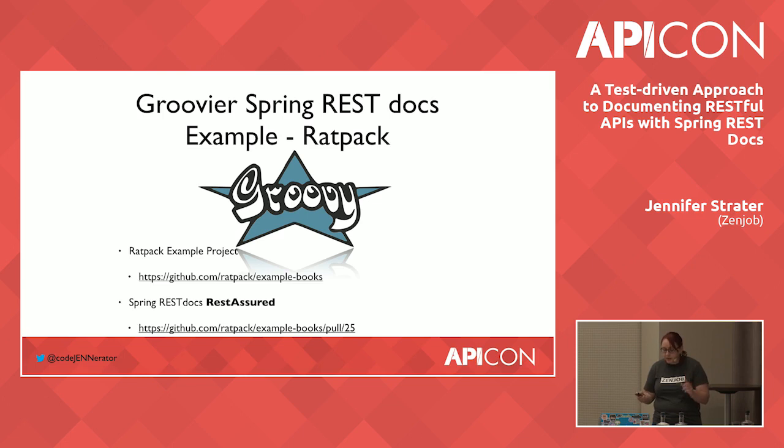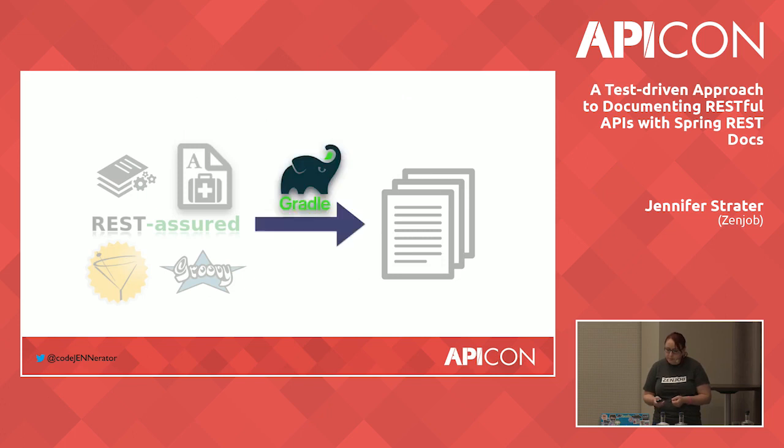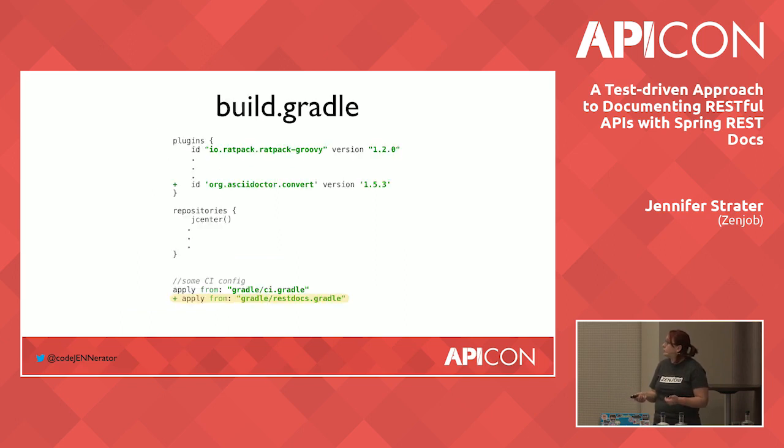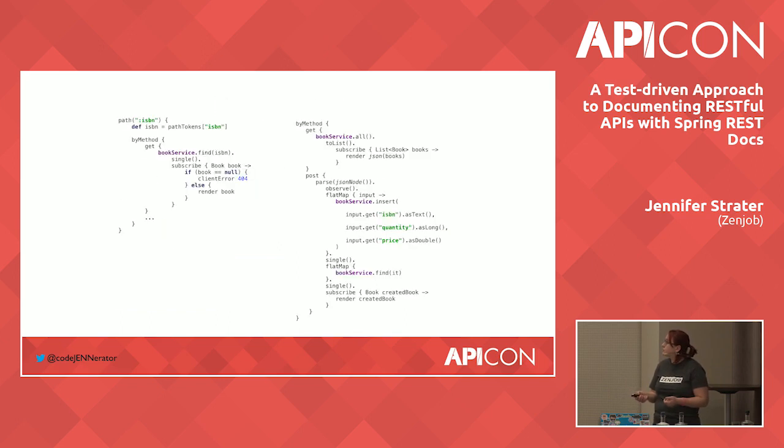So one of my contributions to Ratpack was to add Spring REST Docs to the example project. If you want to look at the specifics, the links are there. But the important parts here are that there's a different dependency. So the Rest Assured version and the mock MVC version are kept separate, so you're not downloading a bunch of classes that you don't need, and then things are in different locations just based on the framework differences.